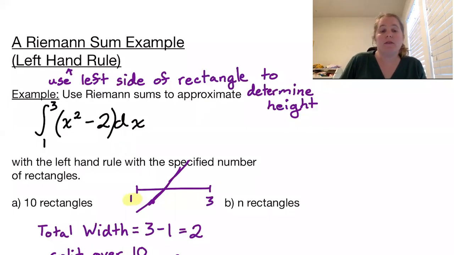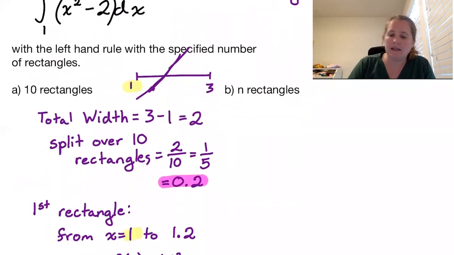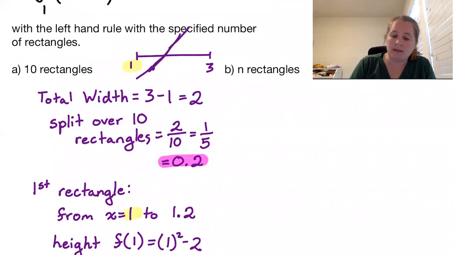All right, so we are going to look at the same problem we did in the previous video. We are using Riemann sums to approximate the definite integral from 1 to 3 of x squared minus 2 dx using the left-hand rule. And now we are going to do n rectangles instead of 10 rectangles. So we are going to mirror what we did using n rectangles instead of 10.